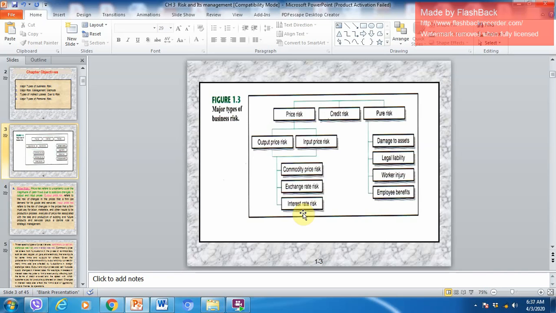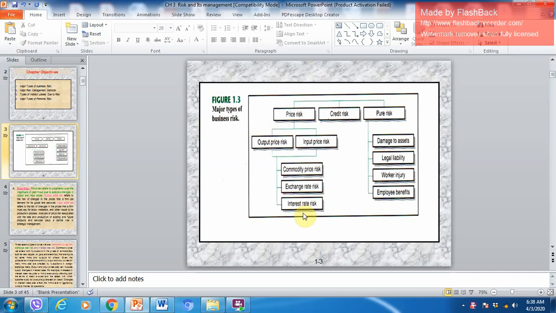A low interest rate, the rate at which you take the loan from the bank, is better and is in favor of the business. So our first type of business risk, price risk, is completed.